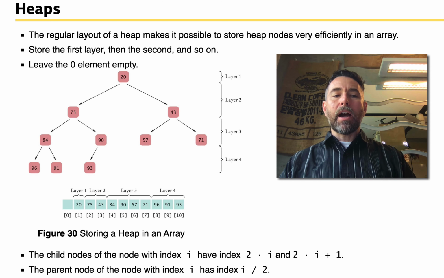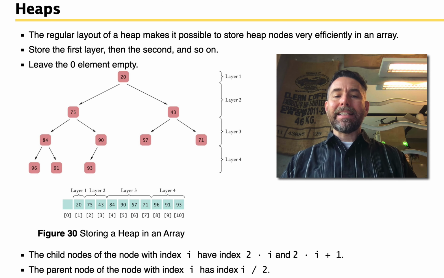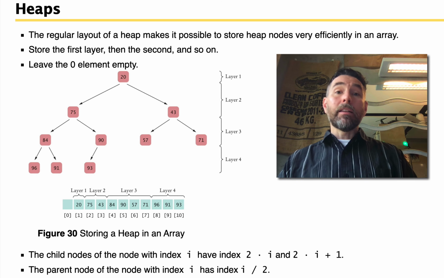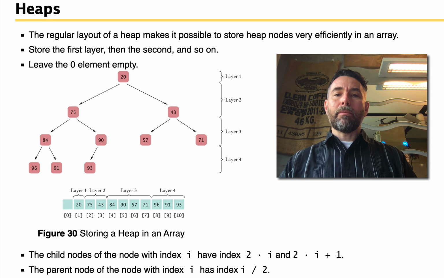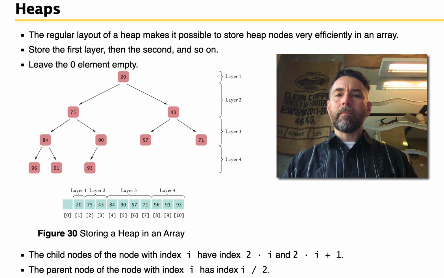And you can see that the children of 84 are 96 and 91, and they are at index 8 and 9. Likewise, we can find the parent of any node by doing the integer division by 2 of its index. So you want to know where the parent of index 10 is, that holds the value 93, divide 10 by 2. And the parent is at position 5. And you can see that that holds element 90.